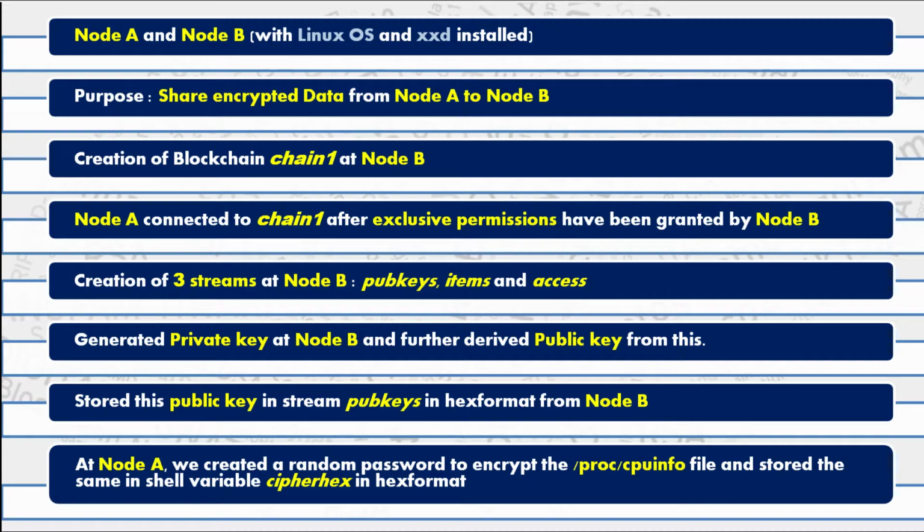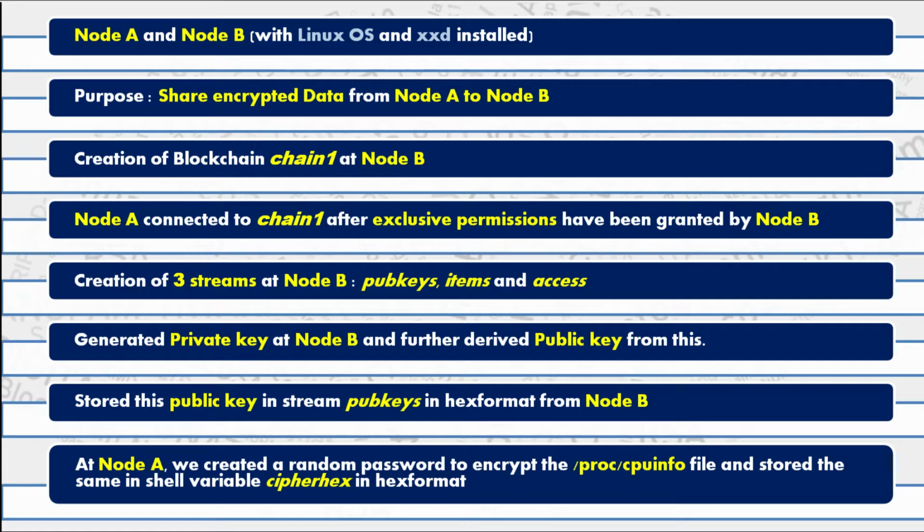Thereafter we created three streams on node B, known as pubkeys, items and access. These functions were shown in the slide, however I'll just give it in brief here. Pubkeys is meant for storing the keys part, items for storing the data part, and access for granting the access part. So we generated one private key on node B, and we subsequently derived the public key from this. We stored this public key in the stream named pubkeys in hex format from node B.